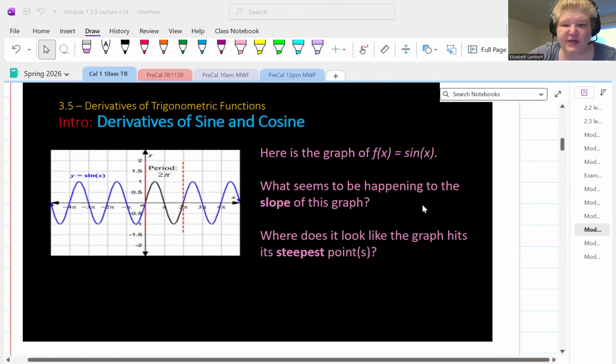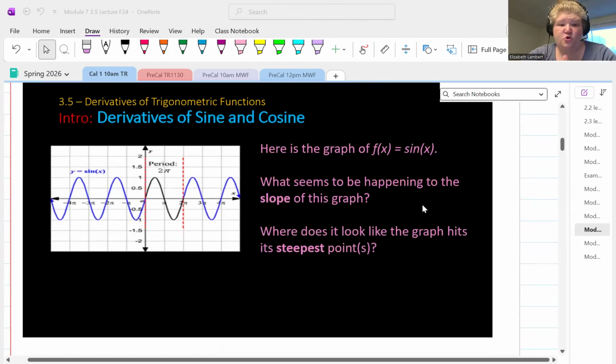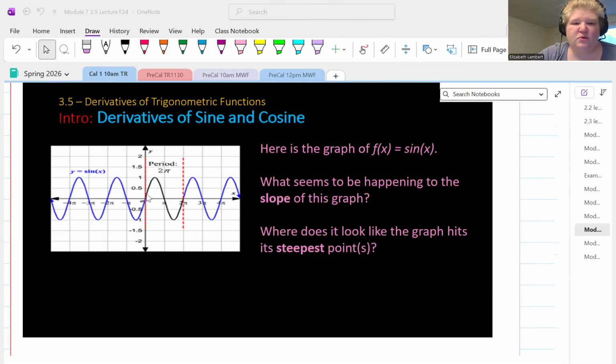So here's our digging in. Here is our normal graph of sine x. Now, when we look at this graph, I want you to think about just like we were with the velocity and position and acceleration. Remember, the velocity was the slope of the position function. So if we look at this function here, the derivative is the slope of the tangent line.